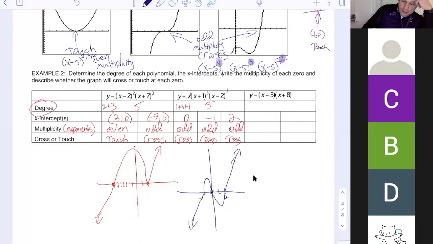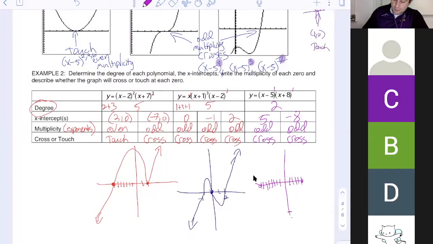Okay, so degree 2, and zeros are at 5 and -8. The multiplicity is odd and odd, because it's 1 and 1. And these are both crossing. And this is a parabola. You guys know this. The y-intercept is -40, which is -5 times 8. It's going to look something like that, right? And this is something that you can easily verify because we graphed parabolas, all right?